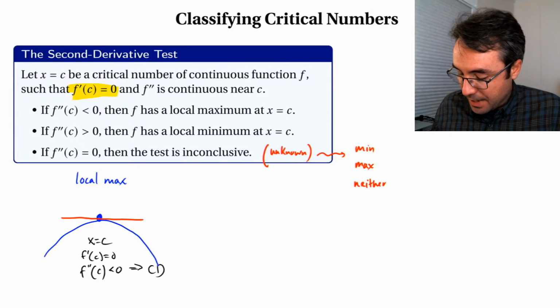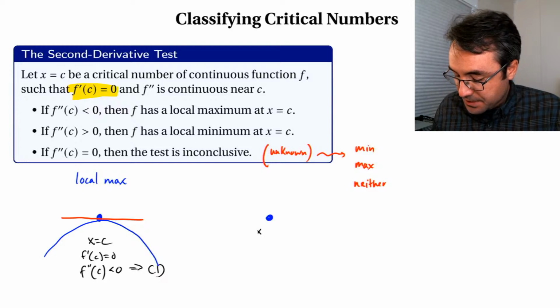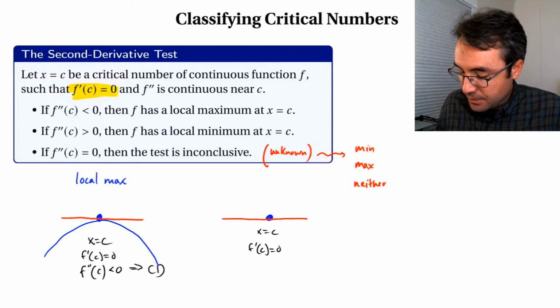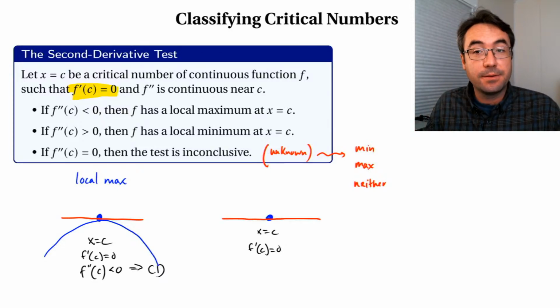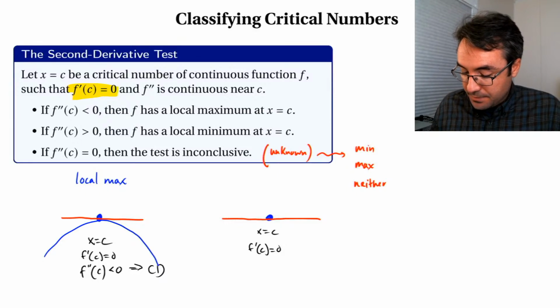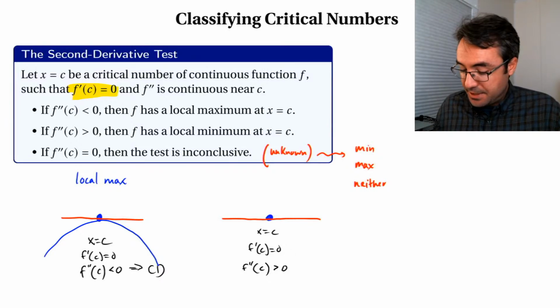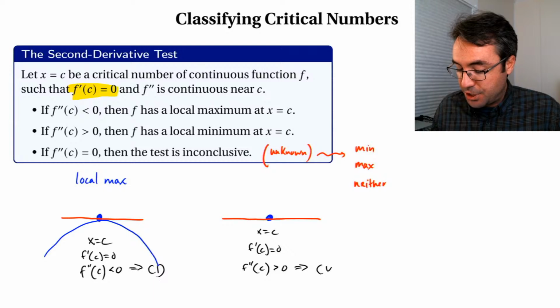Let's consider the other options. So say we have a point on our graph, and that's at x equals c. We're assuming f prime of c is equal to 0. So again, that means we have a horizontal tangent line, so the graph flattens out there. But now for this one, let's consider the case where the second derivative is positive.